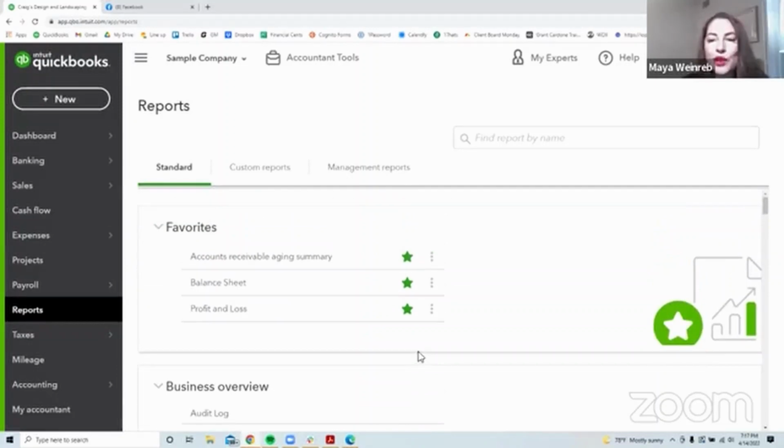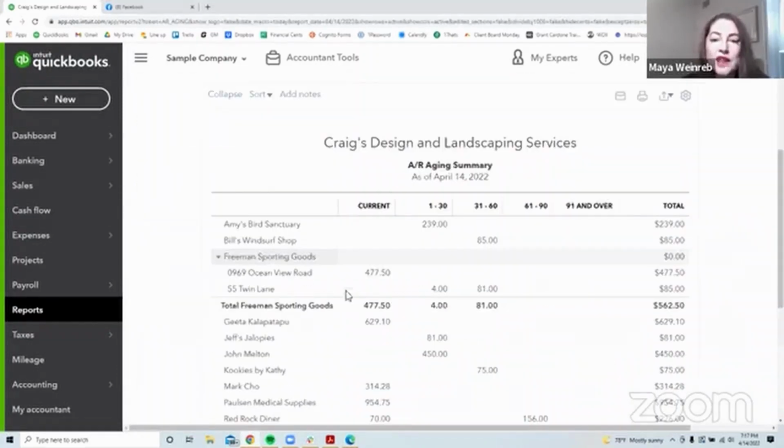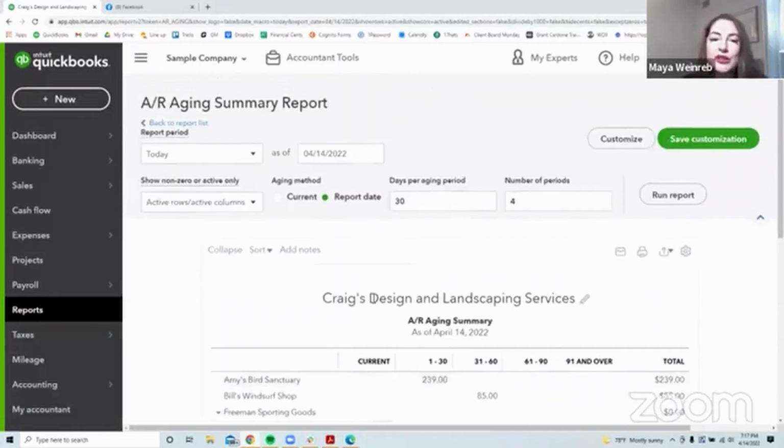So here's the next report that we want to look at. This is called your accounts receivable aging summary. Now, you can do it in detail or you can do it in summary. We're going to run it in summary. Now, accounts receivable means the money that is owed to you. So every time you send out an invoice for someone and they agree that they owe you that money, that becomes an accounts receivable. It's an account that's receivable to you, right?